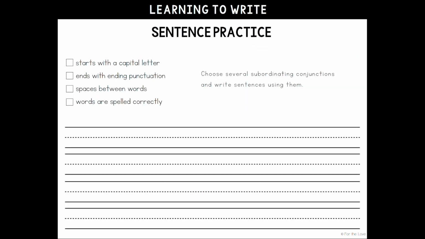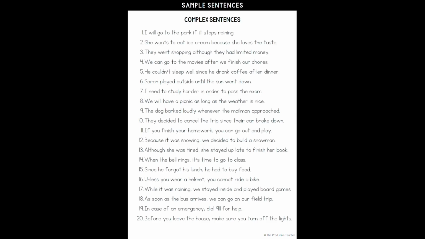Now students are going to do sentence practice where they are using that subordinating conjunction as the first word in their sentence and using a comma between the two simple sentences. Here are some example complex sentences that you can use to build anchor charts and show your students examples of what it should look like. That is everything on complex sentences for this lesson.